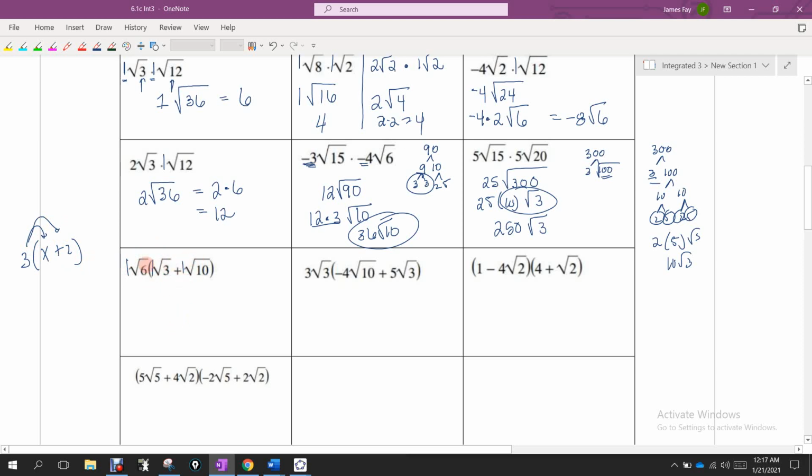So all of these have a 1 out in front of them. So we'll distribute this radical 6 to this radical 3. So we'll go 1 out front times a 1. So 1 times 1 is 1. And we have radical 6 times radical 3. So it gives me radical 18.